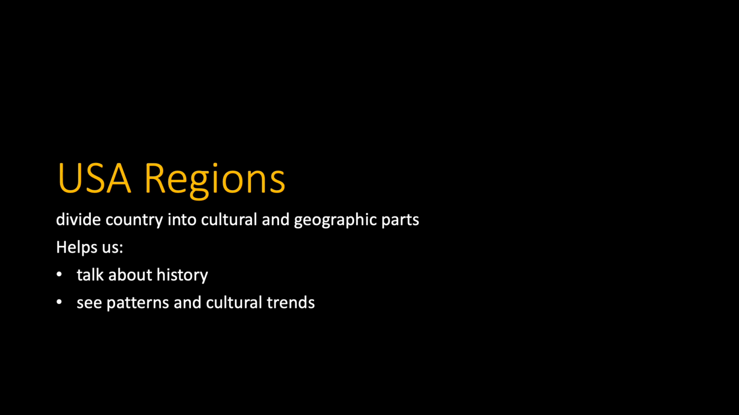So the last type of map we need to talk about before we get into our study of United States history is the United States regions. We talked about how we break up continents into regions by geographic area. We divide the United States into geographic and cultural regions to talk about history when we're learning. It also helps us to see patterns and cultural trends throughout United States history. So it's really important to understand the different parts of the United States because it's a really big country. So let's look at these seven main regions.